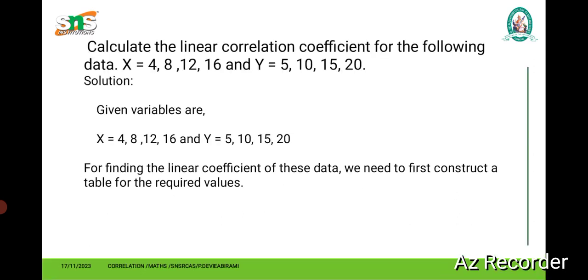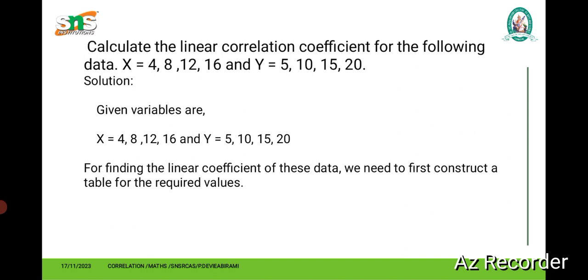My problem: calculate the linear correlation coefficient for the following data. My x values are 4, 8, 12, 16 and my y values are 5, 10, 15, 20. Sometimes they will give it in a table column also. My solution: given variables are x equal to 4, 8, 12, 16 and y equal to 5, 10, 15, 20. Here the x value increases, and similarly the y value also increases, hence it is a positive correlation.